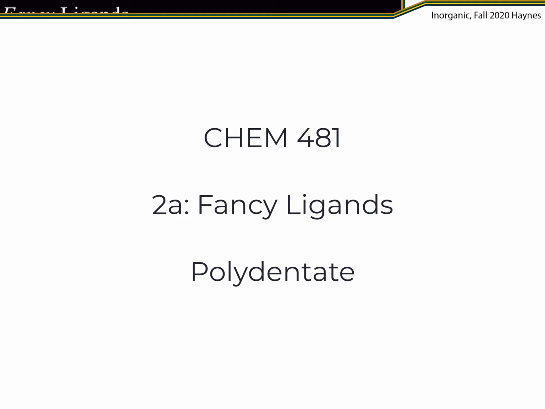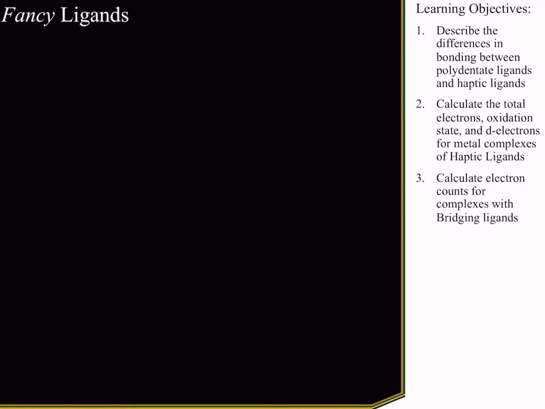So we've talked about electron counting. We've talked about X and L type ligands as 1 and 2 electron donors, and also, importantly, talked about how we determine whether something is an X or L type ligand.